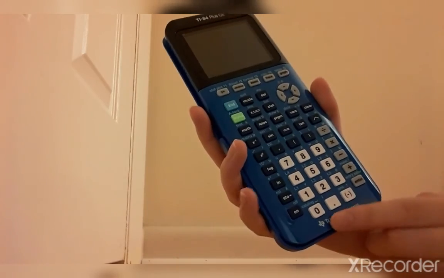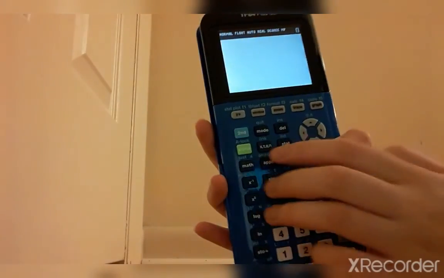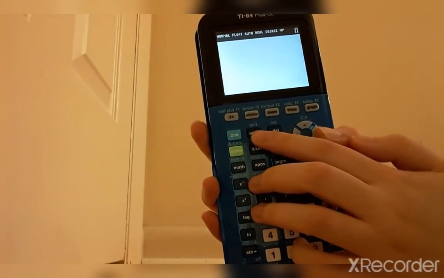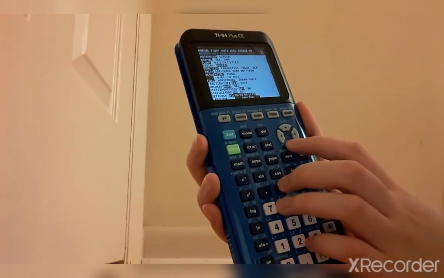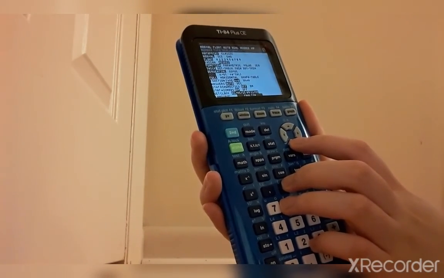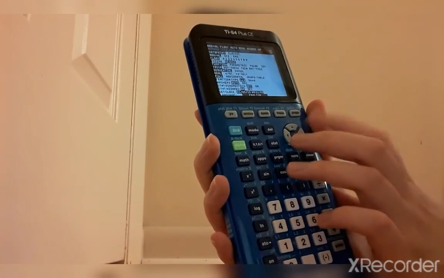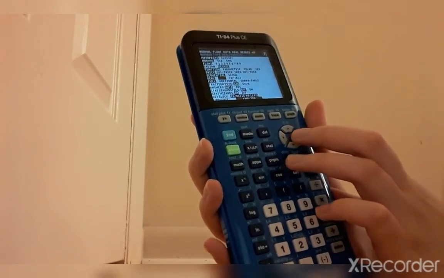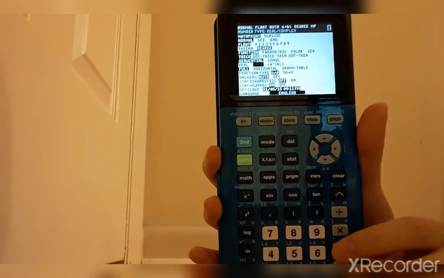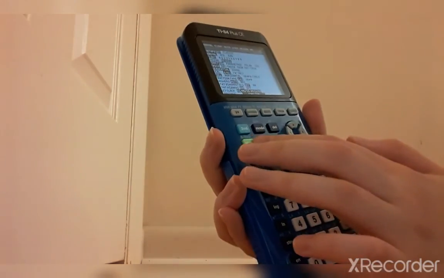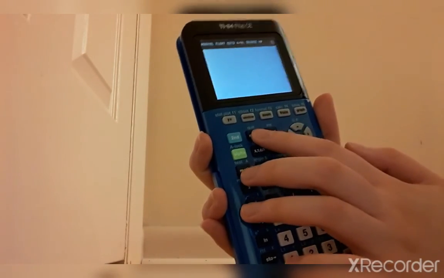Okay, so let's start by first hitting on. And then what we're going to do is go to mode next to the second button. Use our arrow keys to scroll down until we get to the row with real, a plus bi, and re, that one doesn't matter. So we're going to use our right arrow key to go to a plus bi and hit enter. So that is going to let us calculate imaginary numbers. Then you can hit second and mode again to quit.